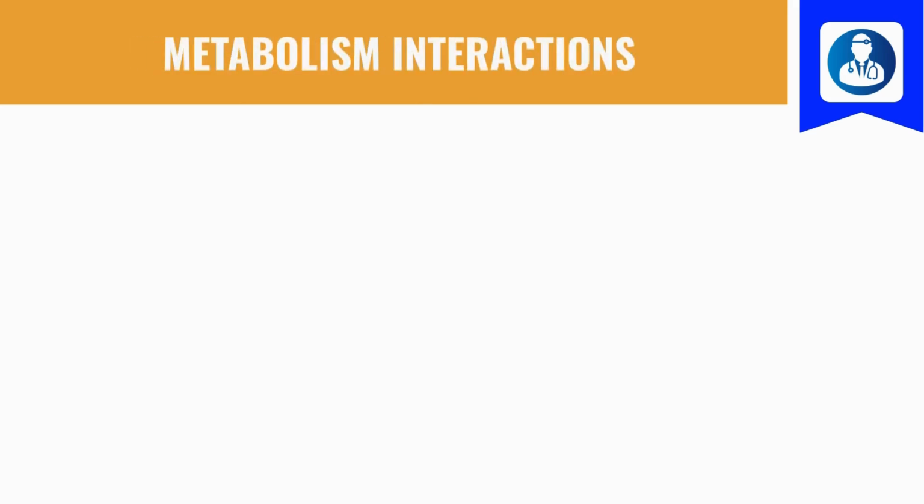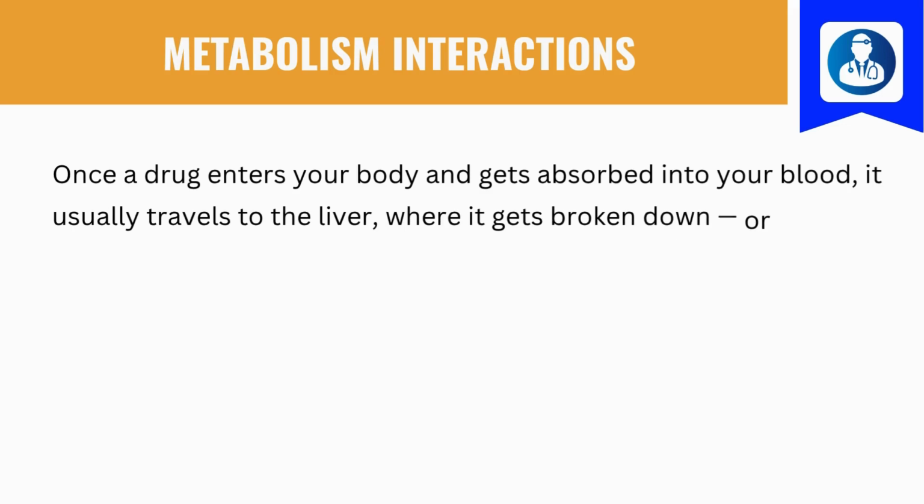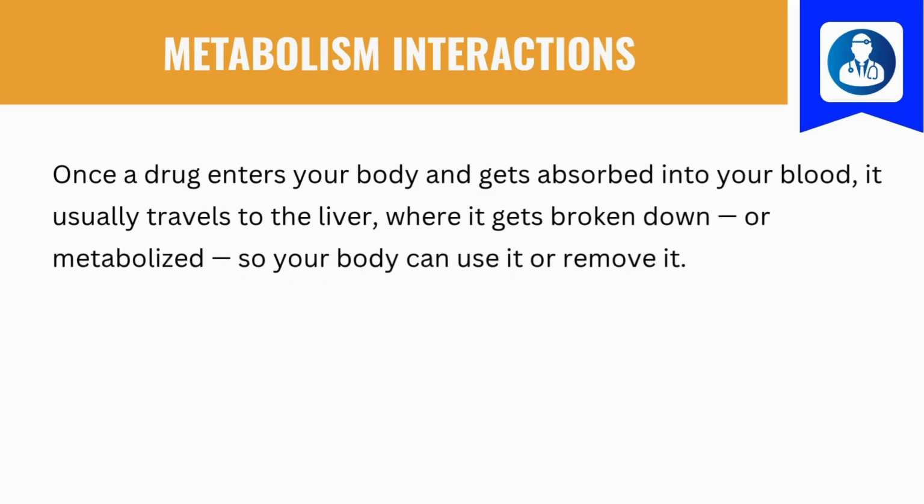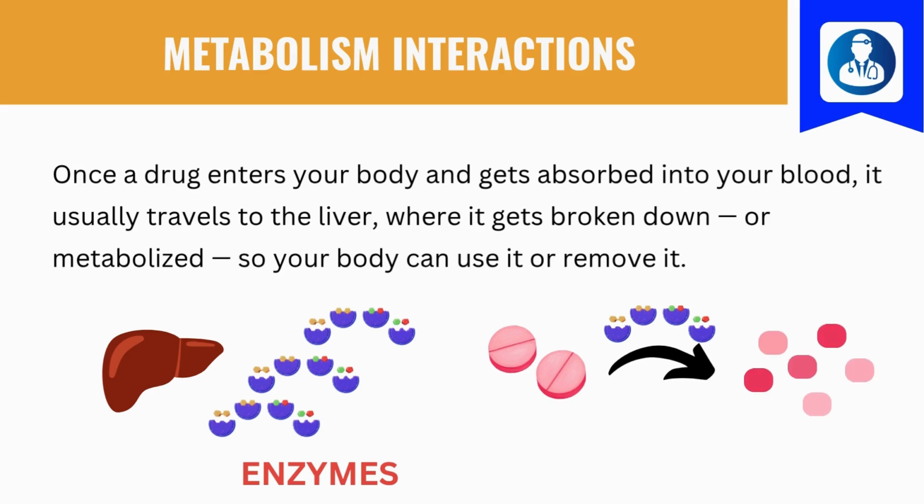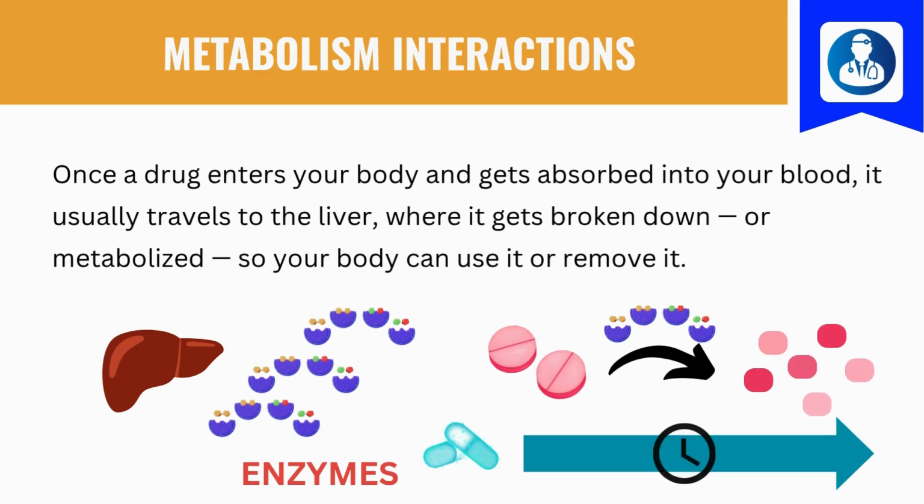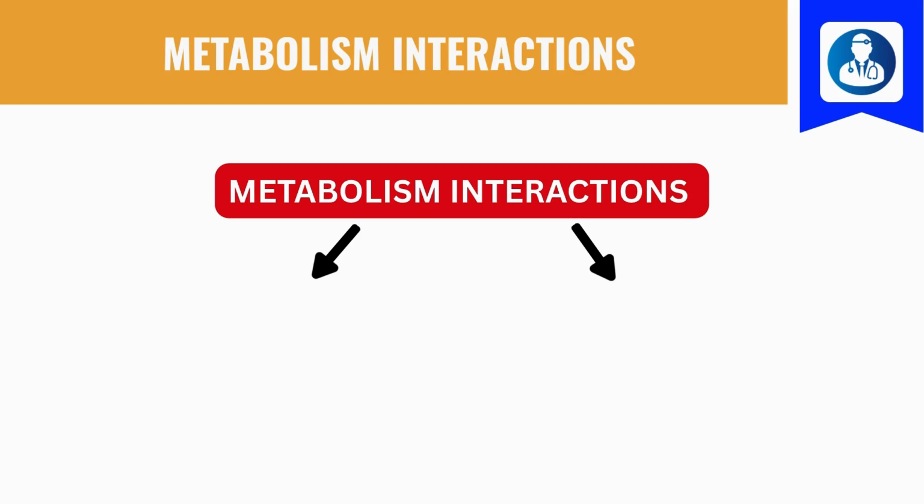Next, let's explore another major type of pharmacokinetic drug interaction, metabolism interactions. Once a drug enters your body and gets absorbed into your blood, it usually travels to the liver where it gets broken down or metabolized, so your body can use it or remove it. Now imagine your liver has tiny machines called enzymes that cut the drug into smaller pieces. But here's the twist: some drugs can either speed up or slow down these machines. That's when metabolism interactions happen. Metabolic interactions are divided into two parts.